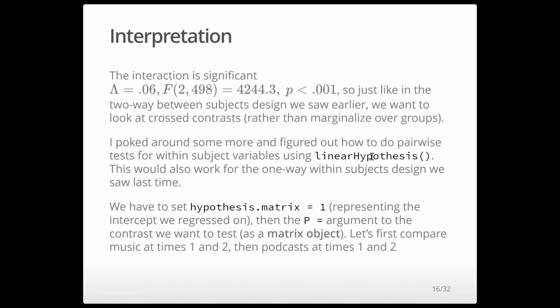I poked around and figured out some more ways to test the crossed, or just the general contrasts with the linear hypothesis function. And so this would also work with the one-way within subjects design we saw. And so the idea is we have to set the hypothesis matrix equal to 1. So this represents the intercept we regressed on. So the hypothesis matrix is talking about the between subjects factors. But then we can use the P equals argument for the within subjects factors. But remember, this has to be a matrix object. It won't work if it's just a one-dimensional array. So you have to call it as a matrix object.